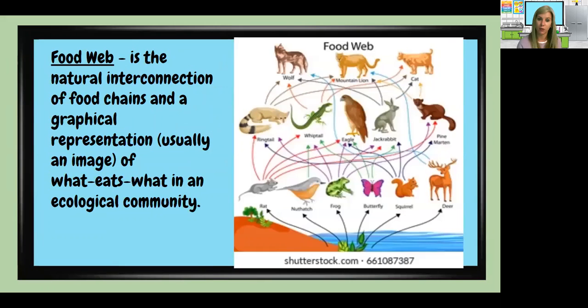So the next thing is a food web. A food web is a much bigger picture. On the food chain, you just saw one sequence. On a food web, you see a much larger sequence. And you can see lots of different interconnections and interactions between organisms. So it states that a food web is the natural interconnection of food chains and a graphical representation. Usually it's an image. Sometimes you'll just see them with the words. I always like the ones with the images. And it shows you what eats what within a particular ecological community.